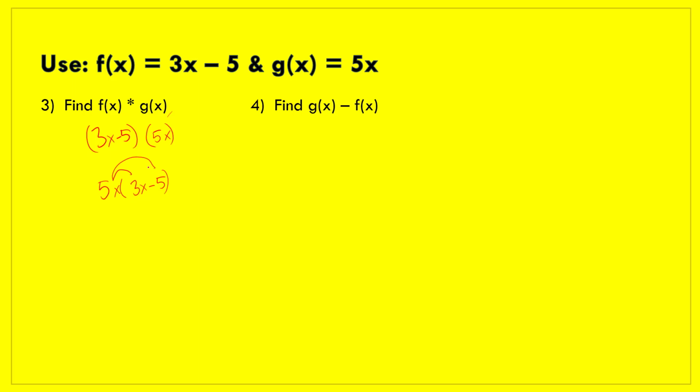And we distribute to both terms. 5x times 3x, so 5 times 3 is 15. X times x is x squared. Minus 5 times 5 is 25x.